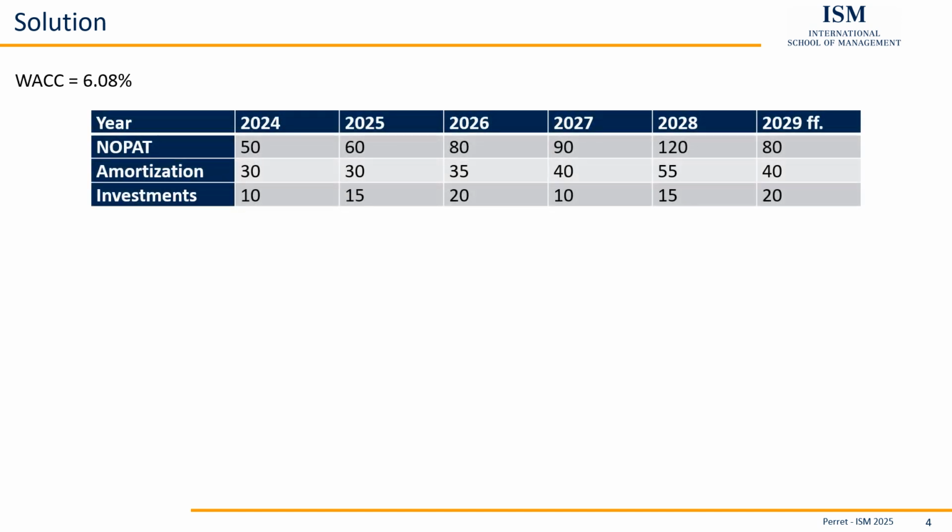This is then the additional financial information I had in the exercise text. And the first thing I'm going to do with this is add one additional line where I calculate the free cash flows. Free cash flows result from taking the NOPAT, adding amortization, subtracting investments. So that's the money available after investment purposes. So here I get 50 plus 30 is 80 minus 10 is 70. 60 plus 30 is 90 minus 15 is 75, and so forth.